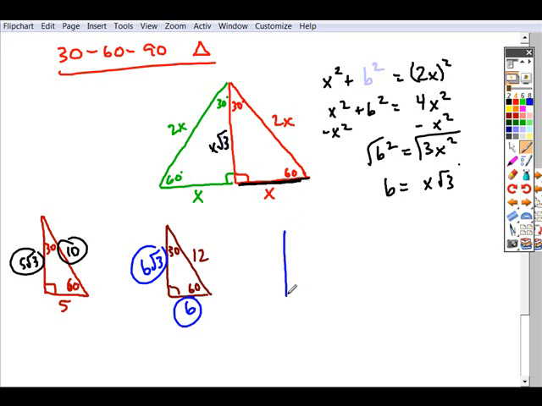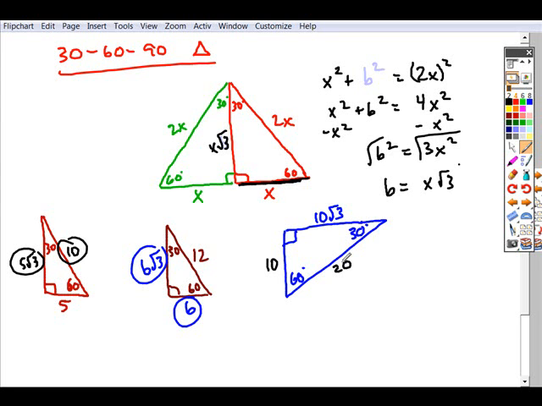Next would be if you were given the side opposite 60 degrees, but it fit the same pattern. So if you were given the length, let's say 10 root 3 for the side opposite 60 degrees, what does that mean the shorter leg is going to be? The shorter leg will just be 10, right? This fits the pattern of x root 3. And if the shorter leg is 10, what does that mean the hypotenuse is going to be? The hypotenuse is double that, so you get a length of 20.